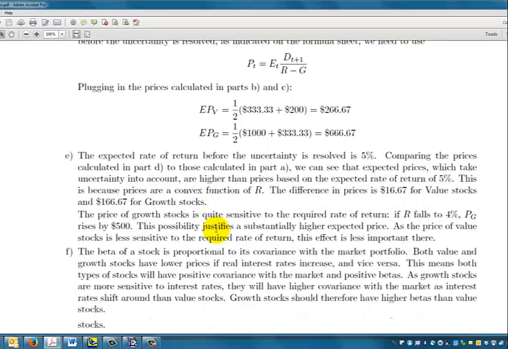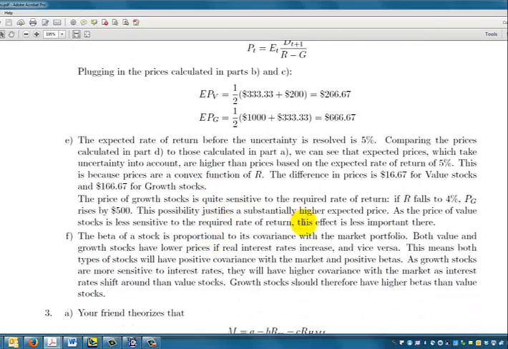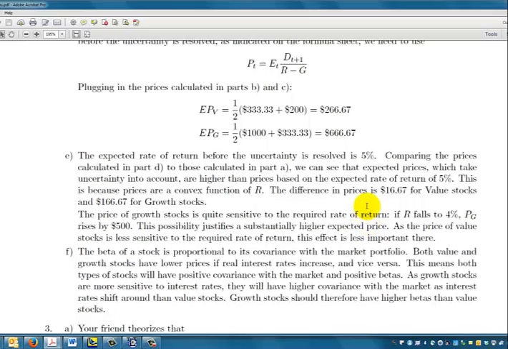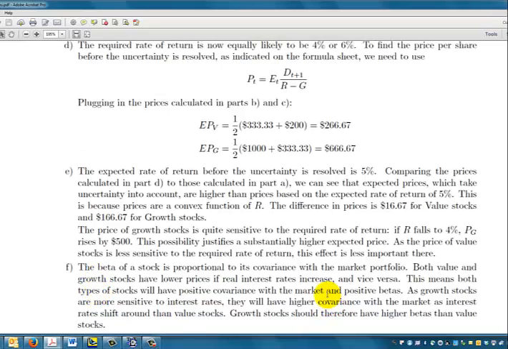Why is that? Well, that's because growth stocks' prices are more sensitive to the required rate of return because they have a longer duration, in effect, to use a bond concept. All right, and then finally in part F, the beta of a stock is proportional to its covariance with the market portfolio. Value and growth stocks both have lower prices if real interest rates increase and higher prices if real interest rates decrease.